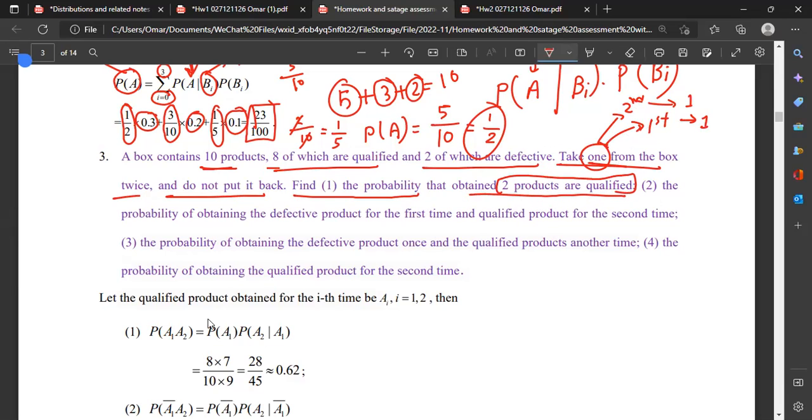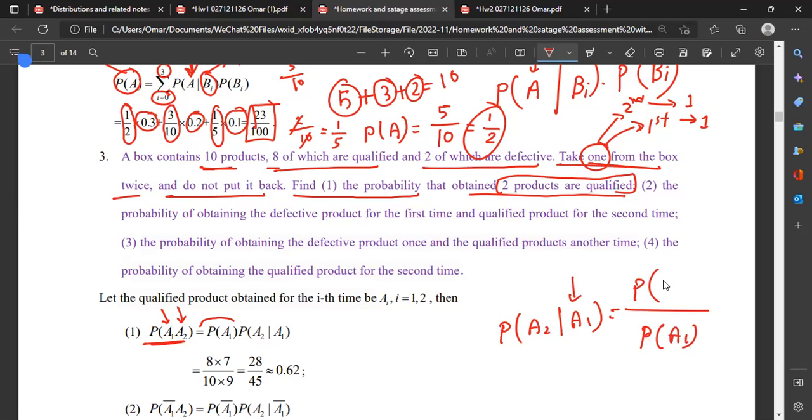So let's calculate. Qualified means the first one is qualified and the second one is also qualified, and their intersection. So according to the formula of conditional probability, P of A2 given A1, here A1 is the condition, right? So we divide by the condition and then we write down the intersection of them.